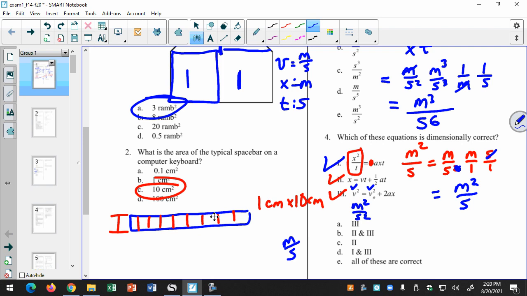And then I also want to do the 2ax. Now the 2 doesn't count, so I'll just get rid of it. A is meters per second squared. X is meters, so I have meters squared per second squared. And we're dealing with an equation like this where I have multiple terms that are adding up. I want to make sure that each term has the same units.